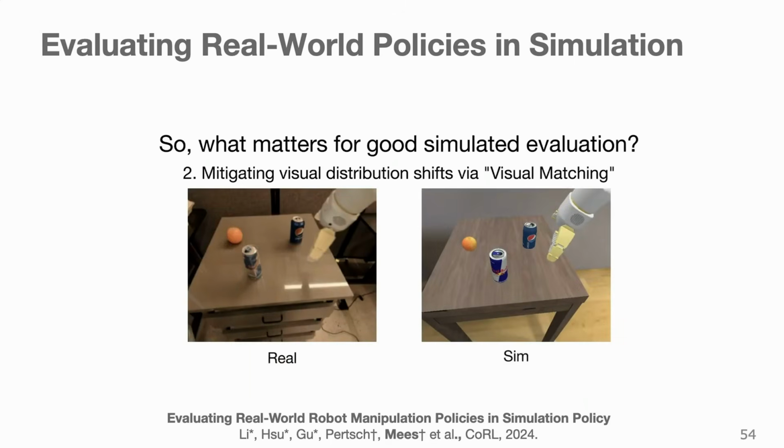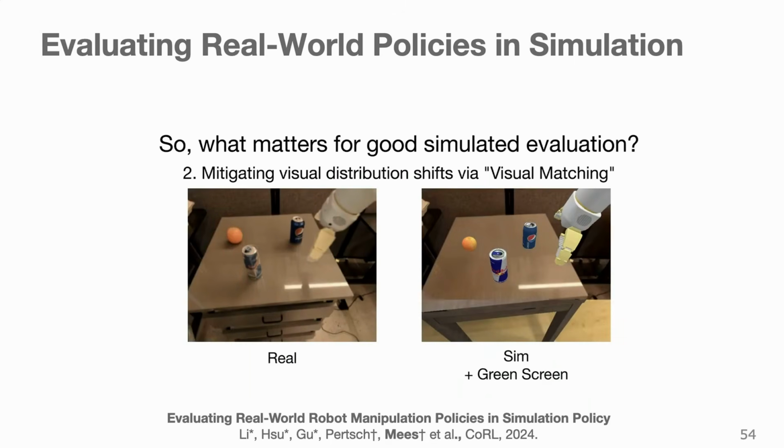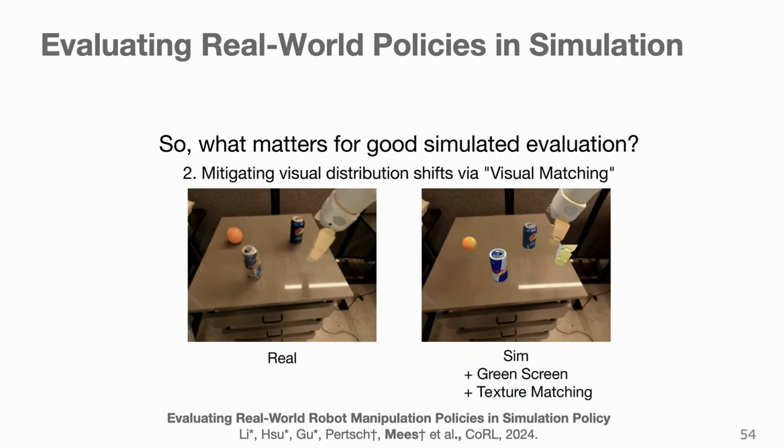And now the second step is to minimize the visual distribution shift by trying to match the simulated visuals to those of the real world. Here we did a very simple procedure. This is not super realistic, like NVIDIA Isaac Lab kind of style. Here we did green screening as a first step to try to minimize this visual distribution shift.